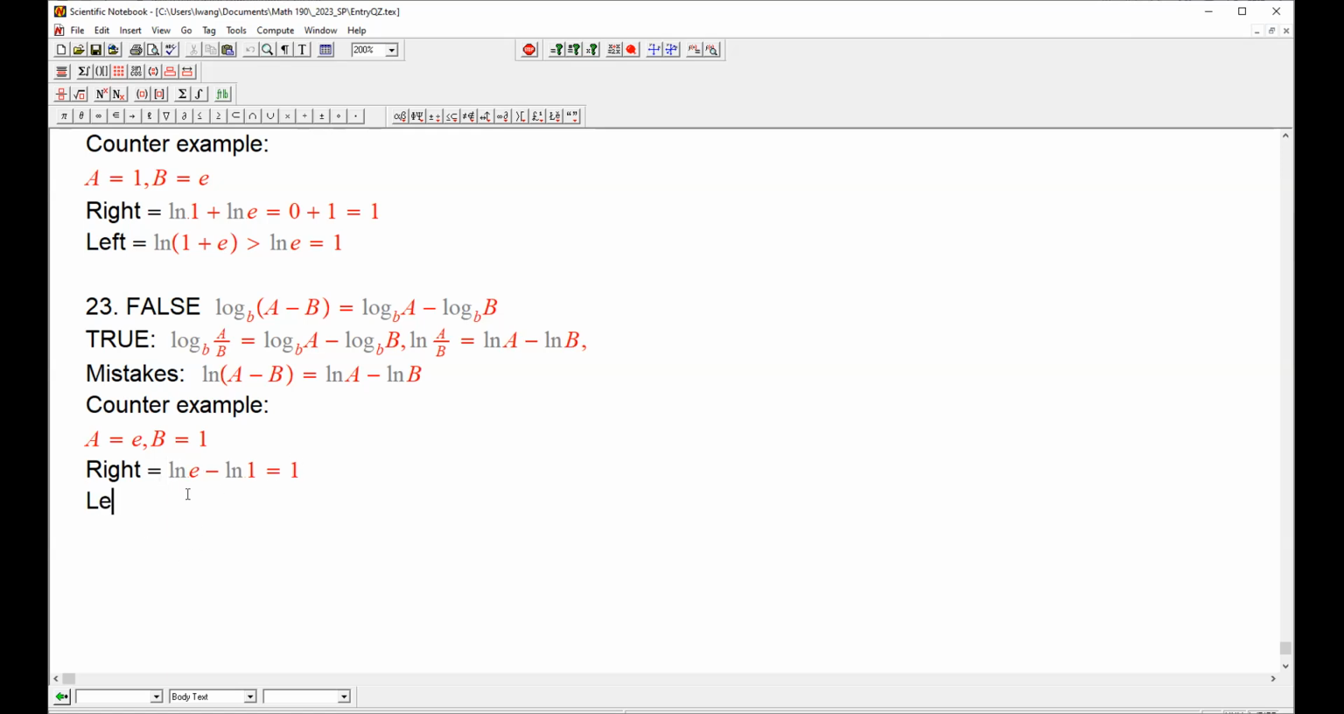And the left-hand side equals ln(e minus 1). ln(e minus 1) is going to be less than ln e, right? It's an increasing function. ln x is an increasing function. So all of these serve as counterexamples. That's why they're false.